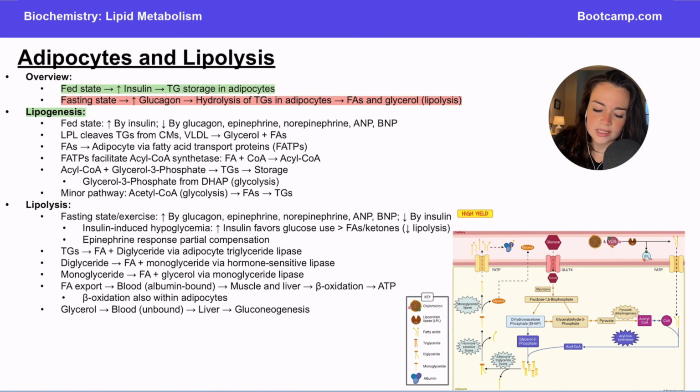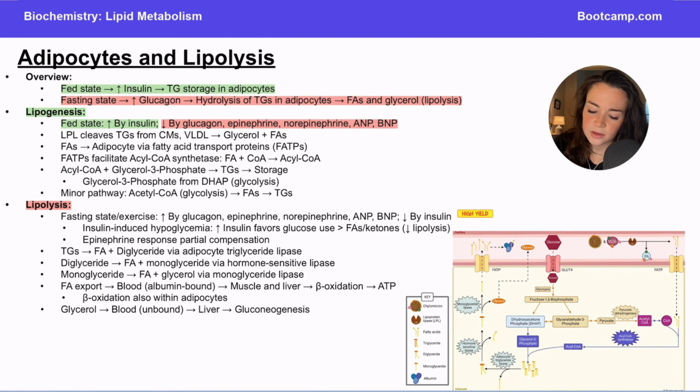Like we alluded to, this is happening in the fed state and it is stimulated by insulin. On the flip side, signals of a low energy state are not going to favor energy storage. They're going to favor energy release. So things like glucagon, epinephrine, norepinephrine, ANP, and BNP are all going to decrease lipogenesis. Those are going to favor lipolysis instead, which we'll talk about in the back half of the video.